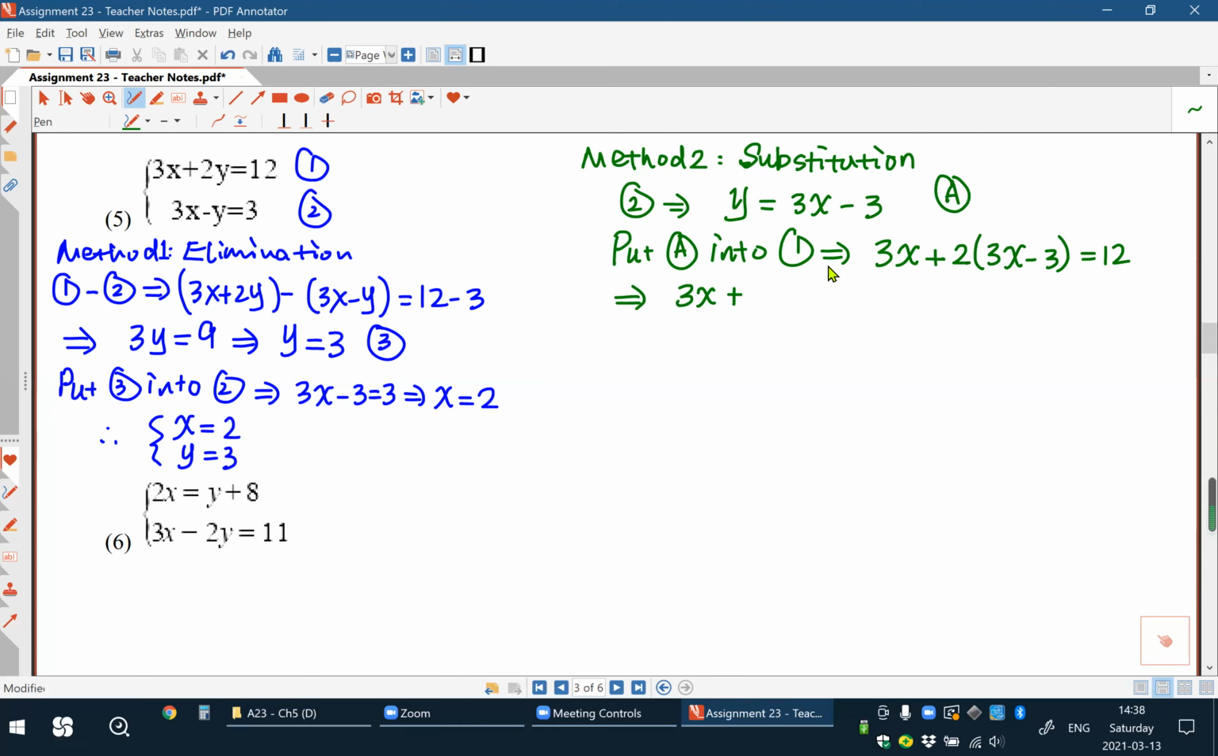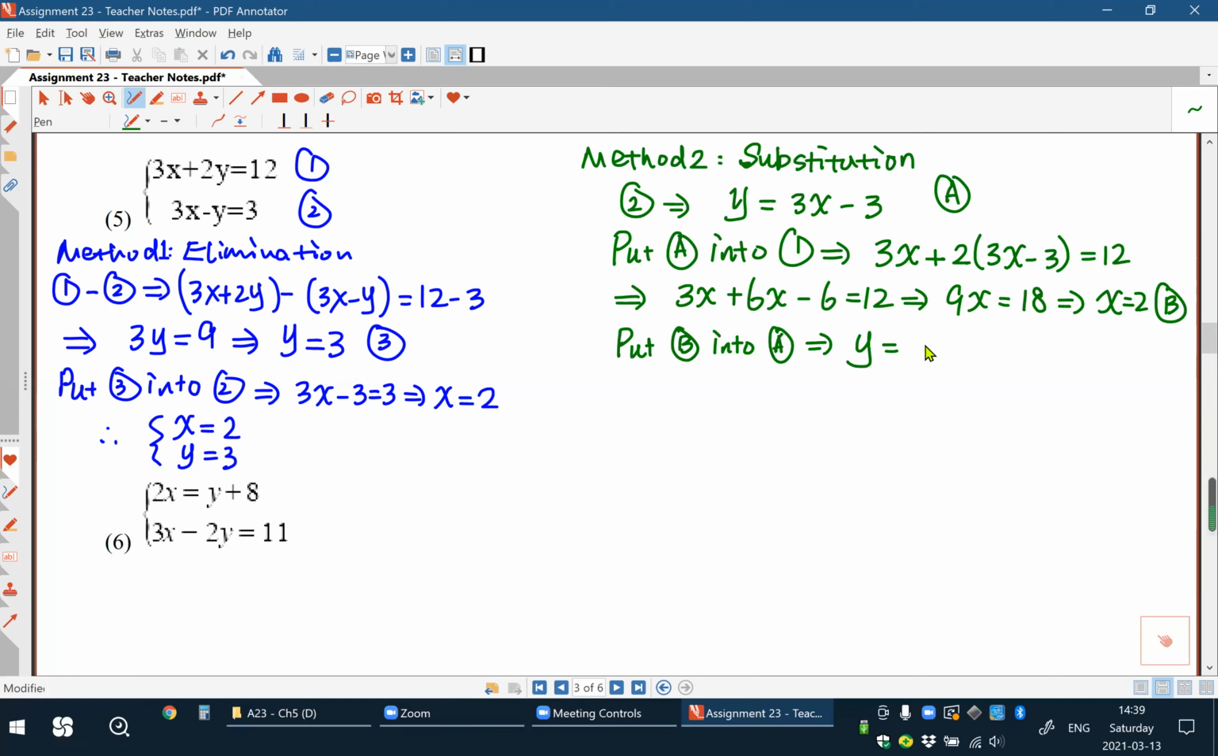3x plus 6x minus 6 equals 12. And this will give you 9x equals 18. So that means x is 2. Let's call this equation B. Okay, and then we can put B back into equation A to solve for y. Y is 3 times of x, which means 3 times of 2 minus 3, which means y is actually 3, right? So now we solved both x and y. X is 2 and y is 3. This is our final solution.